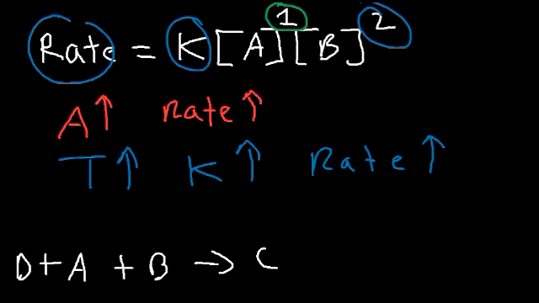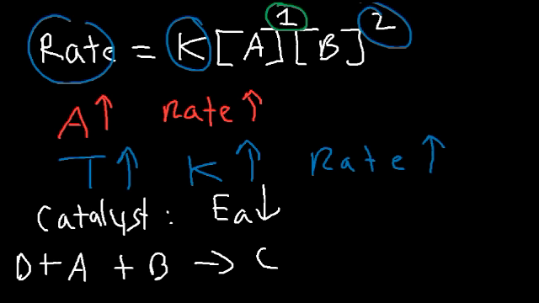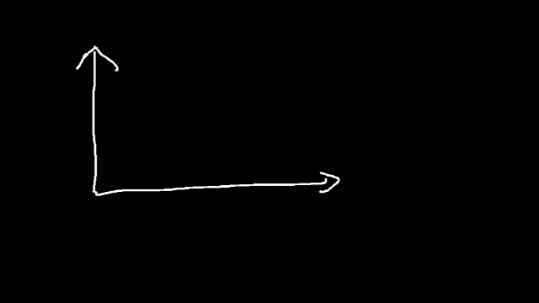Now, what happens if you add a catalyst? When you add a catalyst to the system, we know that the reaction is going to speed up. By adding the catalyst, the activation energy decreases. And whenever the activation energy decreases, the rate constant K goes up, and the rate of the reaction will go up as well. So consider the following energy diagram. So this is going to be an uncatalyzed reaction. And in yellow, I'm going to draw the catalyzed reaction.